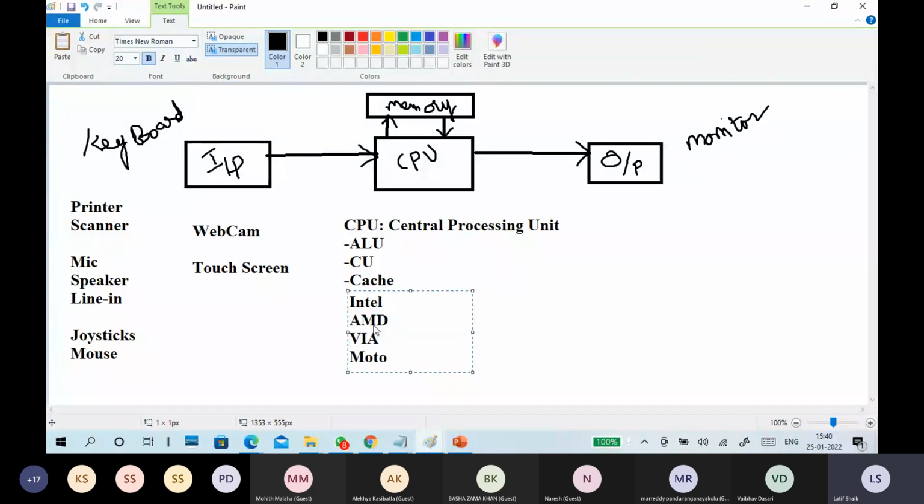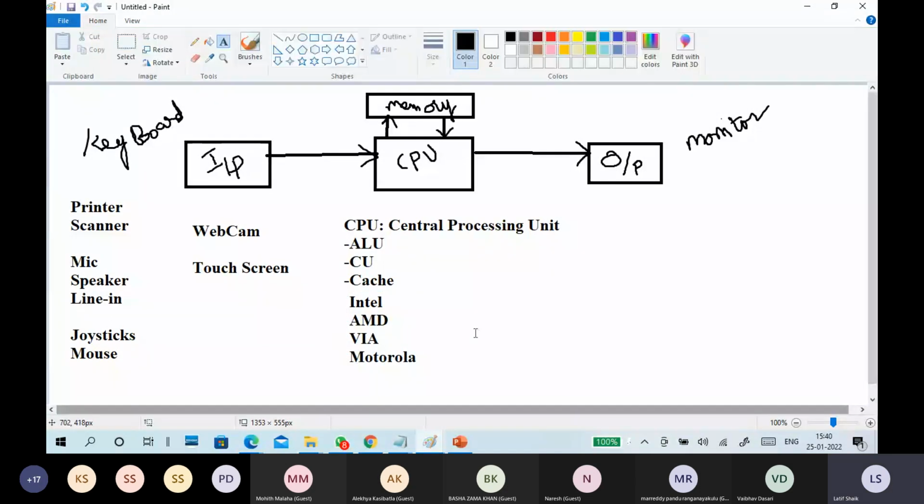Motorola. In the olden days, Motorola was the first mobile phone processor manufacturer. Guys, can anybody tell me the mobile phone processor manufacturers? We are using smart mobile phones nowadays. Snapdragon. Very good.